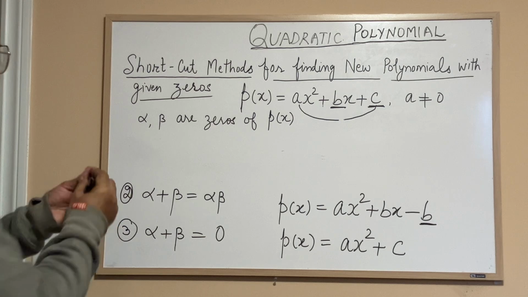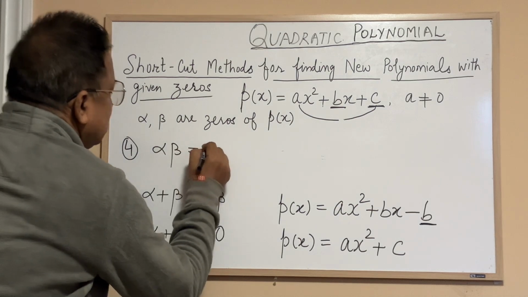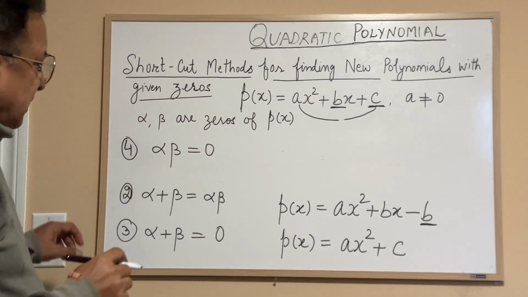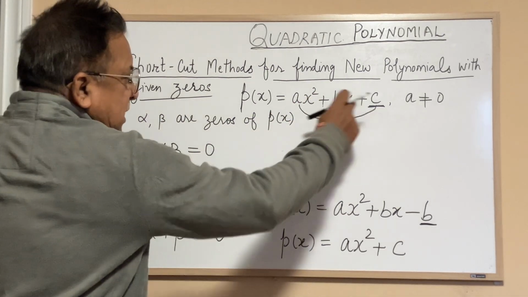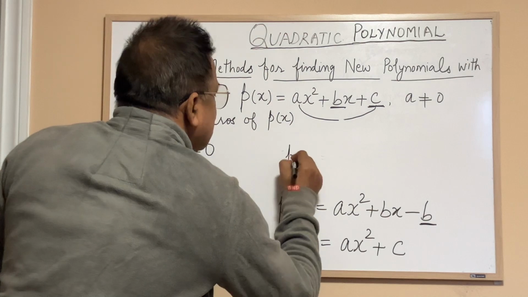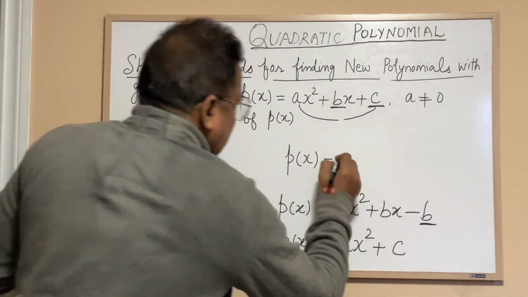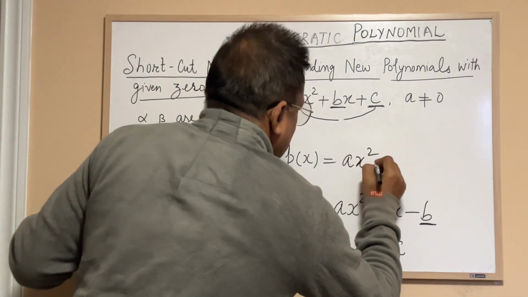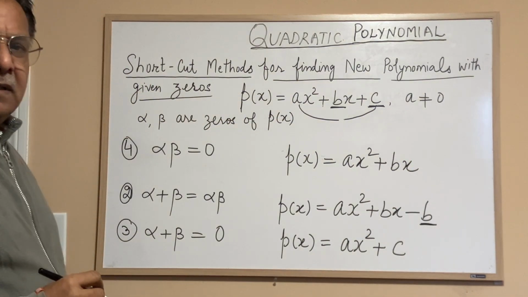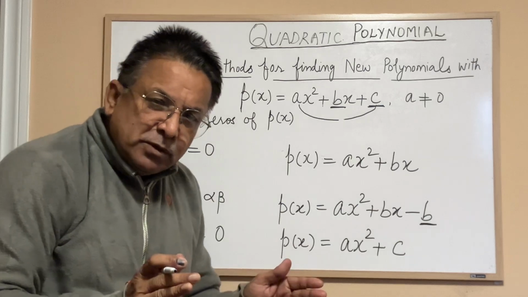Fourth part is product of zeros equal to 0. Means alpha into beta equal to 0. When alpha beta is 0, then c upon a is also 0. It means c is 0. Then this quadratic polynomial will reduce to the form ax square plus bx. This is the simplest way to find out when we are given reciprocal roots or zeros.